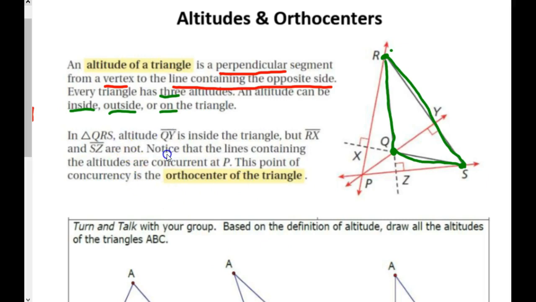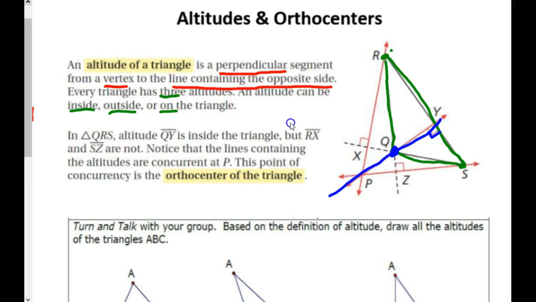In QRS, altitude QY is inside. So check it out. I know QY is an altitude because it starts at the vertex and it goes straight through and makes a right angle. Okay? So it keeps going and going and going. So altitude goes through the vertex.